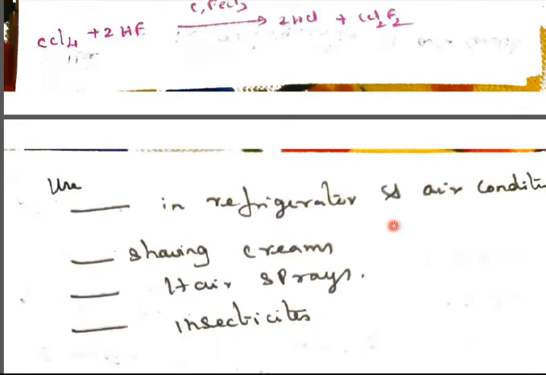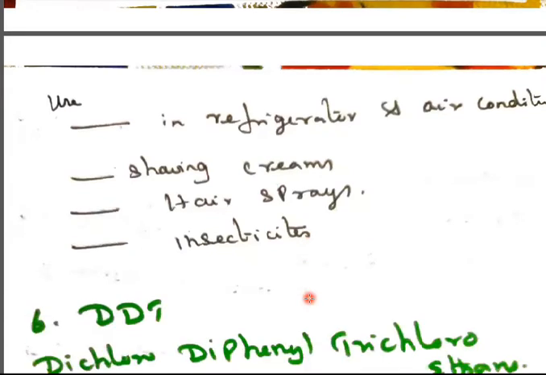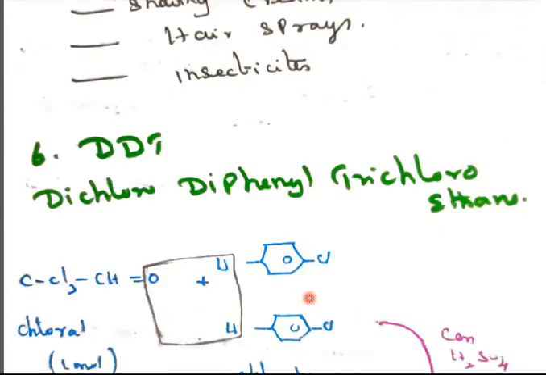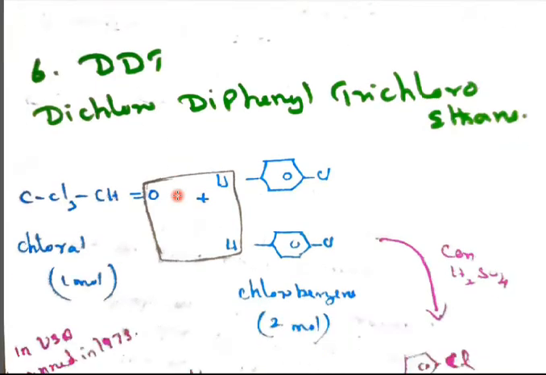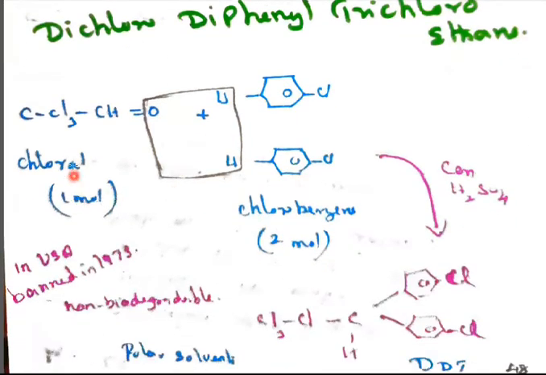Uses: refrigerant. These are refrigerant numbers, such as refrigerant number 12. It is also used in air conditioners, shaving creams, air sprays and insecticides. DDT is dichloro diphenyl trichloroethane. It is also an insecticide. In the USA they banned it in 1973 itself because it is non-biodegradable, but still now we are using it.